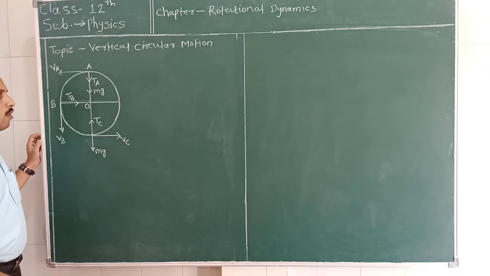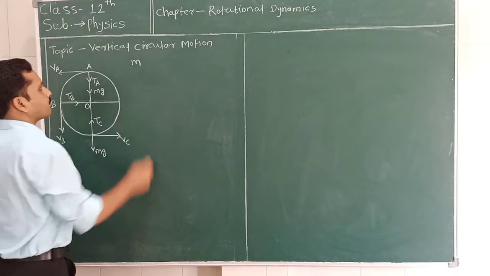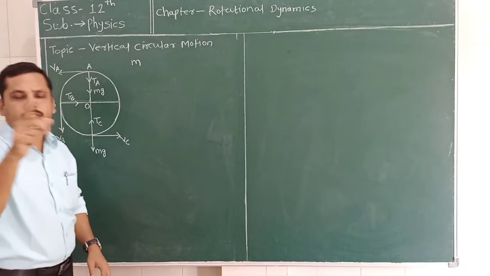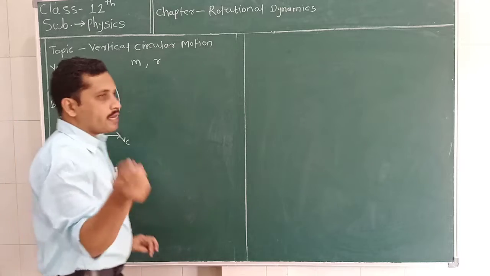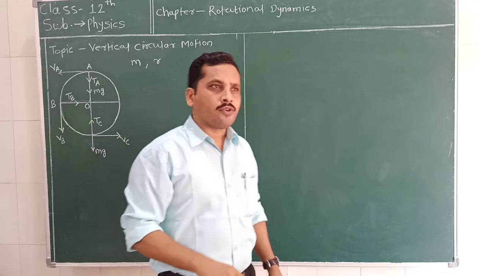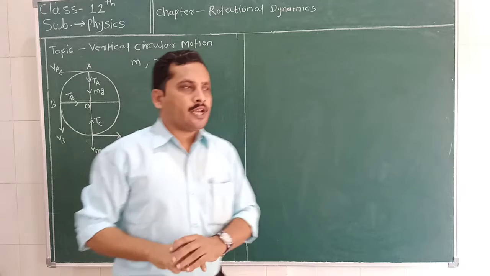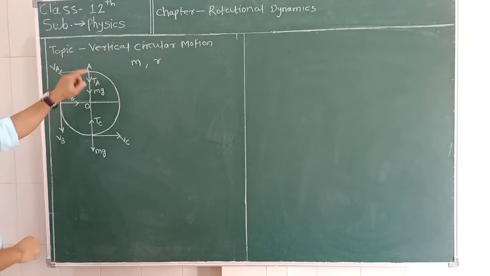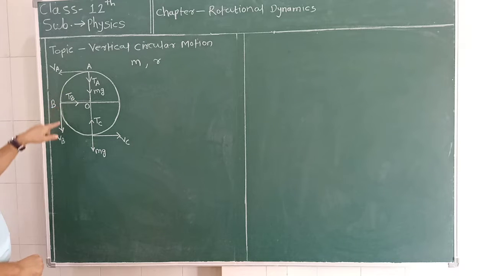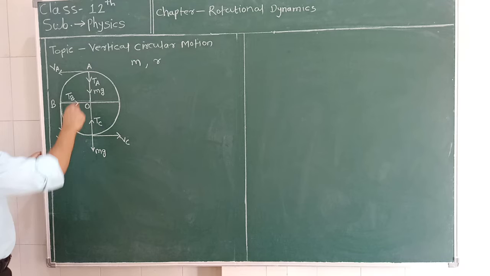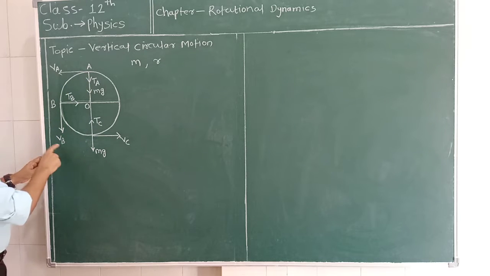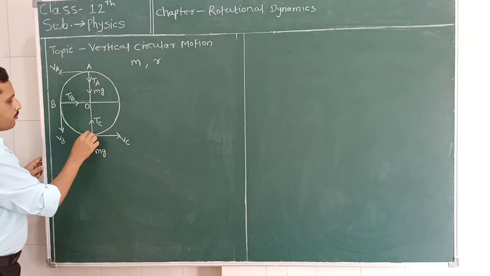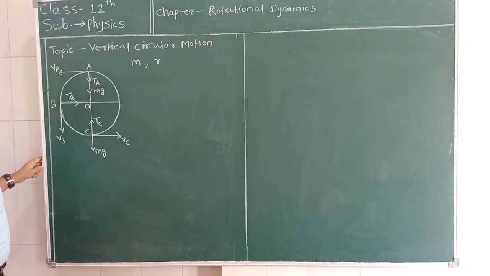Consider a metal ball of mass m. It is rotating in a vertical circle of radius r. Now it is a circular motion, and for circular motion there will be a centripetal force. While performing the circular motion, the velocity at each point will be different. Consider the velocity at point A is equal to Va, the velocity at point B is equal to Vb, and the velocity at point C is equal to Vc.